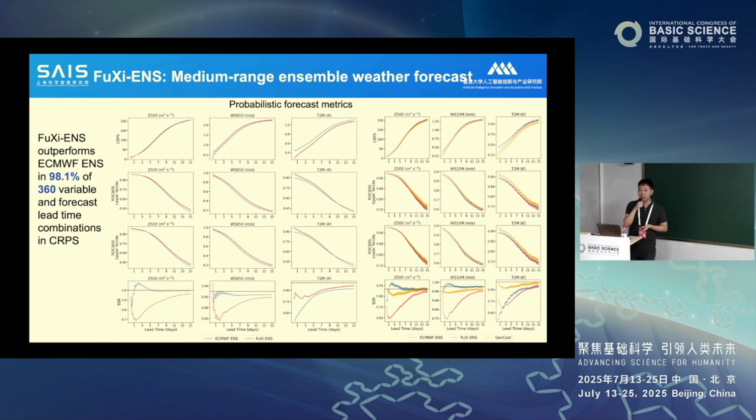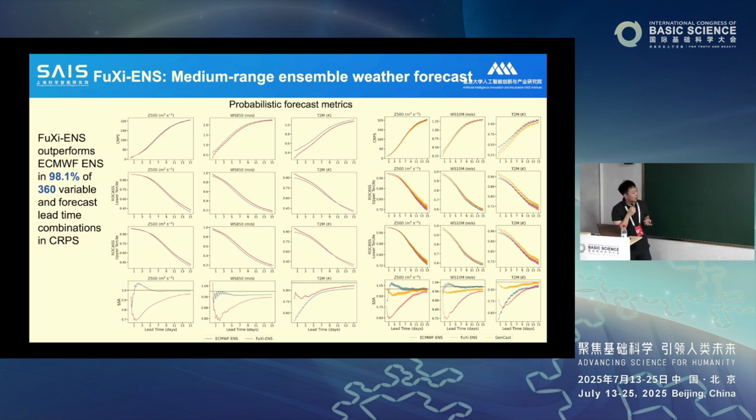For the ensemble forecast, another important evaluation is the probabilistic forecast metrics. We compare similar variables, but in terms of probabilistic metrics, and ROCSS in the middle is trying to evaluate how the model performs for extreme weather. For the extreme weather case, we also generate better forecasts compared to the ECMWF ENS.